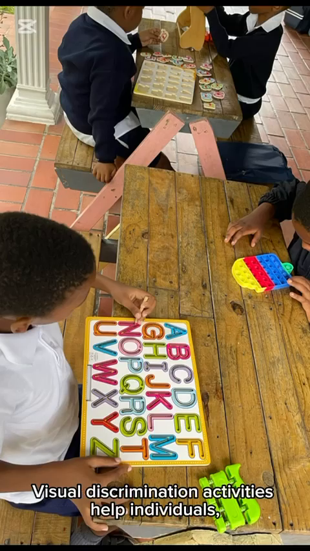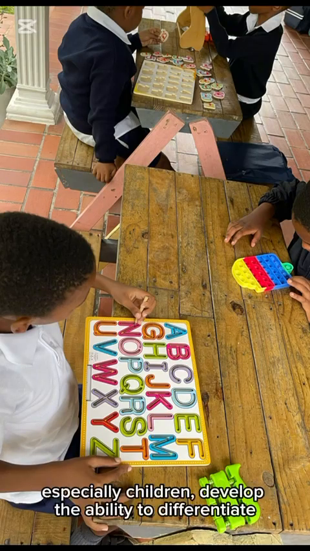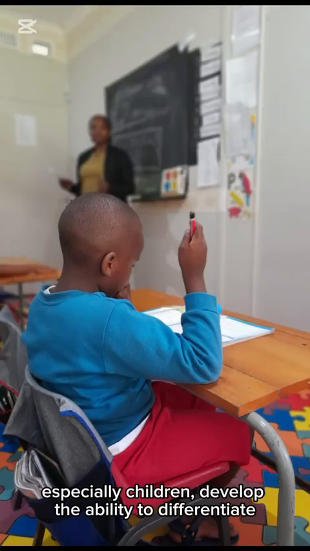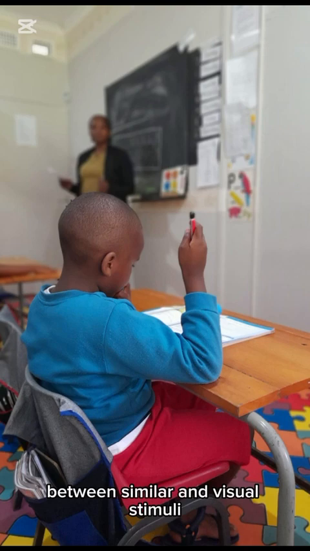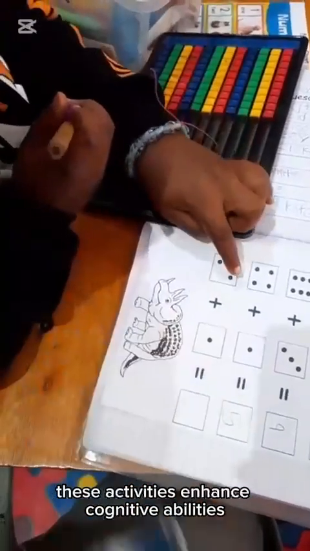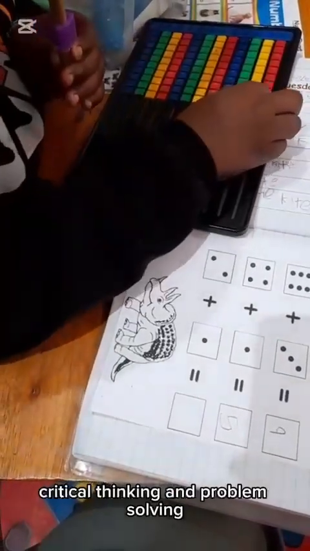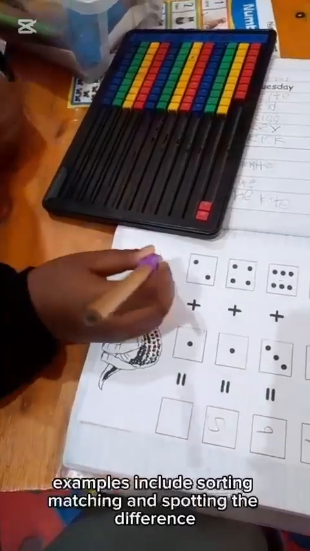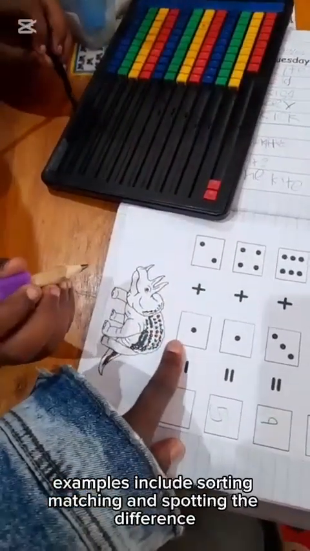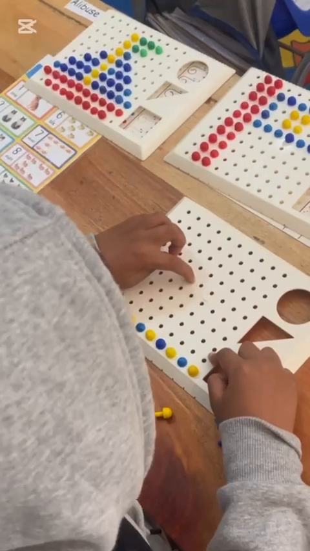Visual discrimination activities help individuals, especially children, develop the ability to differentiate between similar visual stimuli. These activities enhance cognitive abilities, including pattern recognition, critical thinking, and problem solving. Examples include sorting, matching, and spotting the difference.